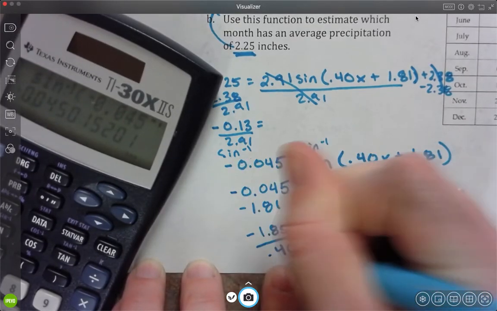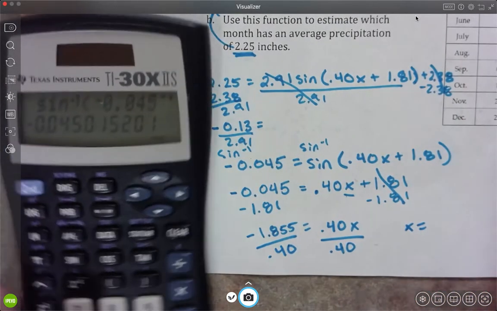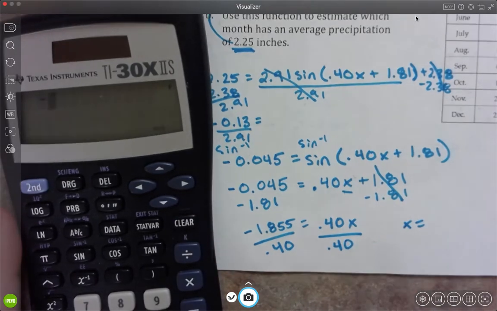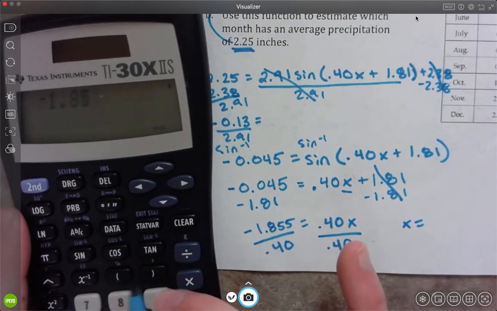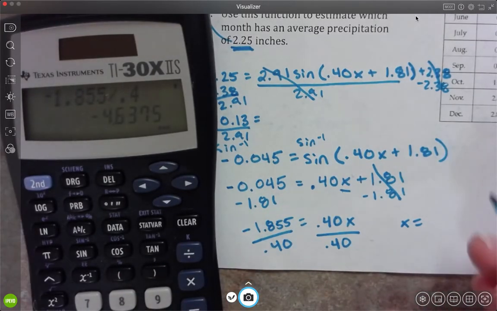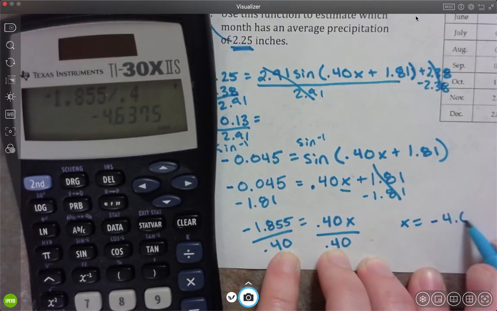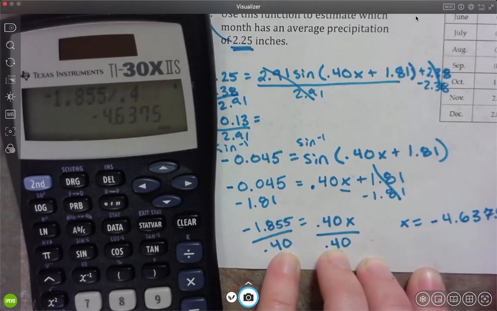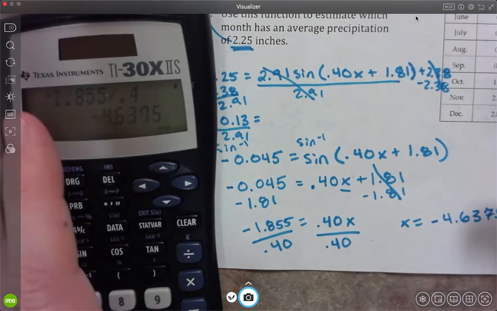Okay, so we're going to end up with a really wonky answer. That's kind of weird. Negative 1.855 divided by 0.4 is negative 4.6375. What in the heck is going on?